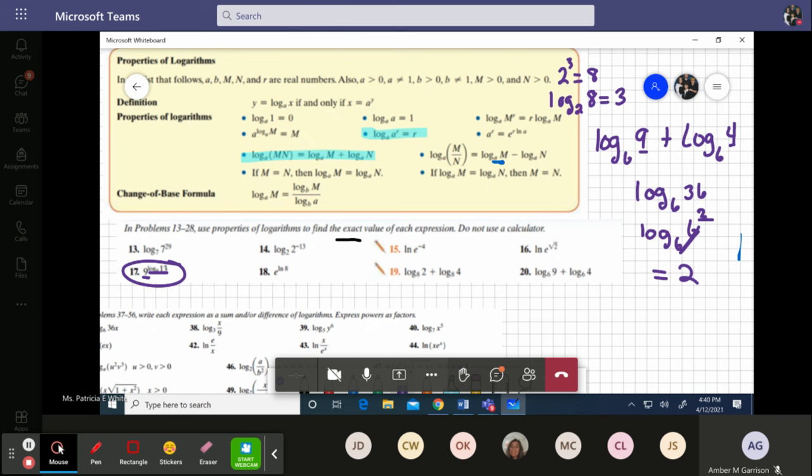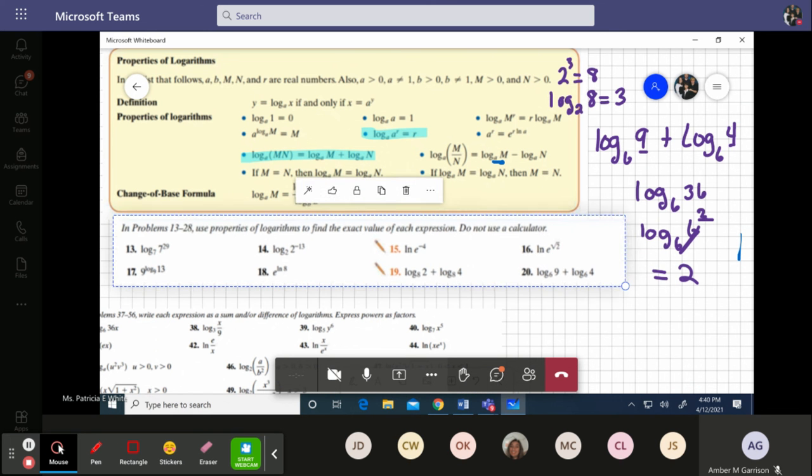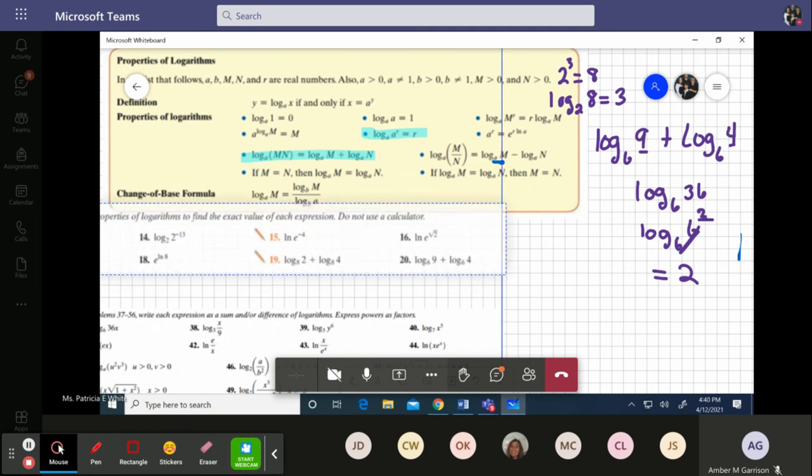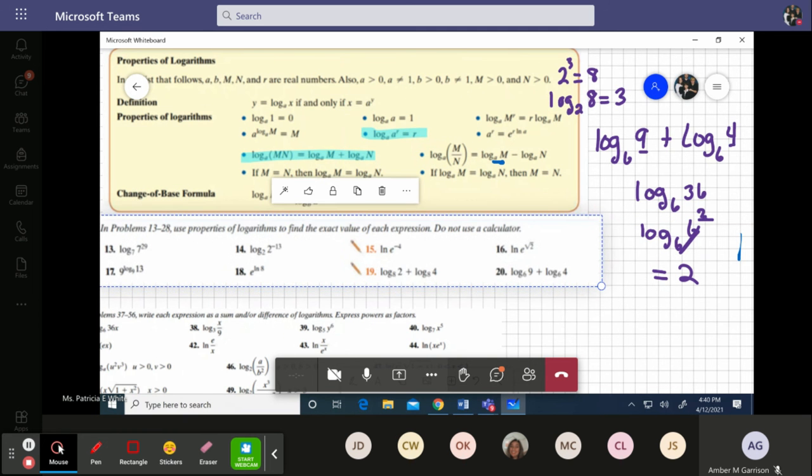All right. I'm going to take this out. And we're going to keep using those properties, so I'm going to leave.